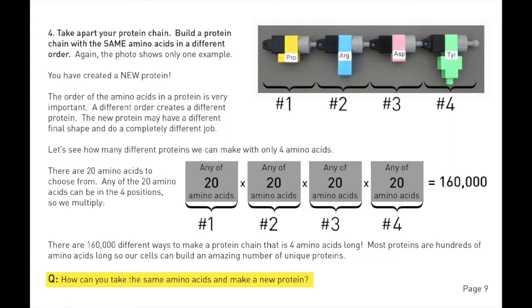And then I could go with 20 more possibilities here. And how much would that be? 20 times 400? 8,000. And another time, 20 times more. Look at this, 160,000 different ways of making a little protein, only 4 long.